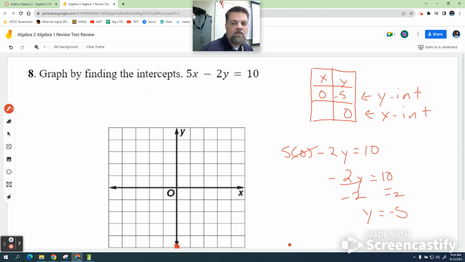So I could do the same thing for the x-intercept, except I'm just going to plug in a 0 for y, and that goes away. What's x? If 5x equals 10, what's x? 2. So then I'm going to go over here to 2. That's the x and y intercept, okay? And then you just draw a line through those.